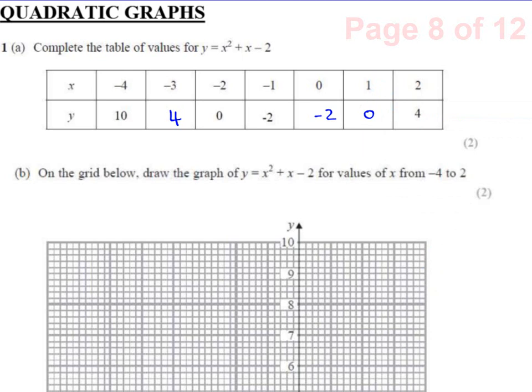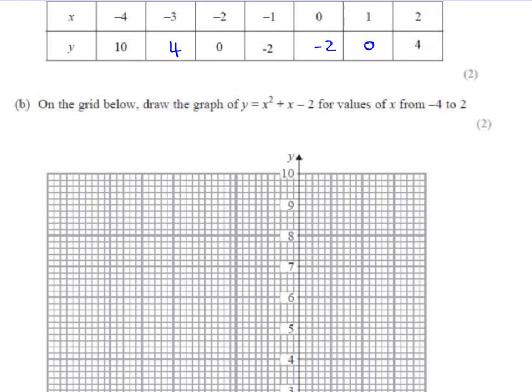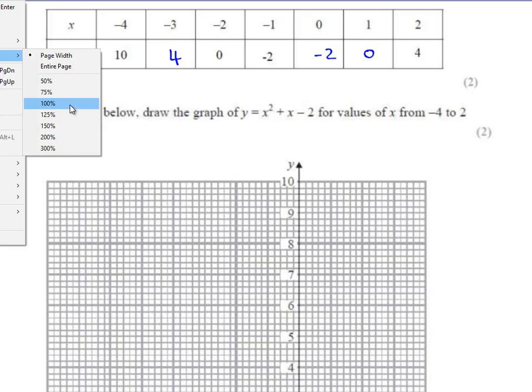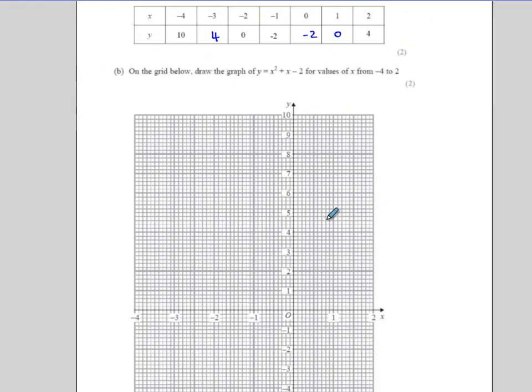The next thing to do is just to draw the graph. It's really easy. I'm going to make it a bit smaller so you can see the whole thing here. So zoom, let's go 100%. That's okay. So when x equals minus 4, I've got 10, so minus 4 all the way up to 10. Minus 3 is 4 there. And minus 2 is 0, that one there. Minus 1 is minus 2, and 0 is minus 2, and 1 is 0, and then 2 is 4.